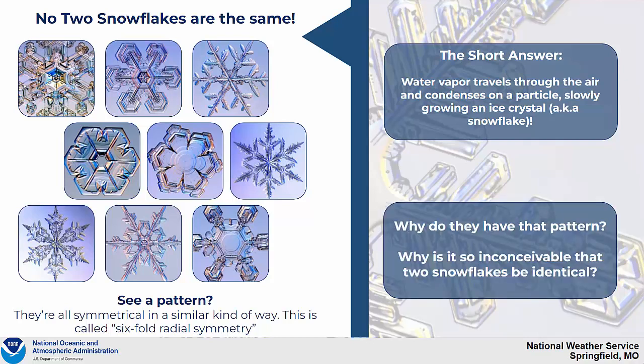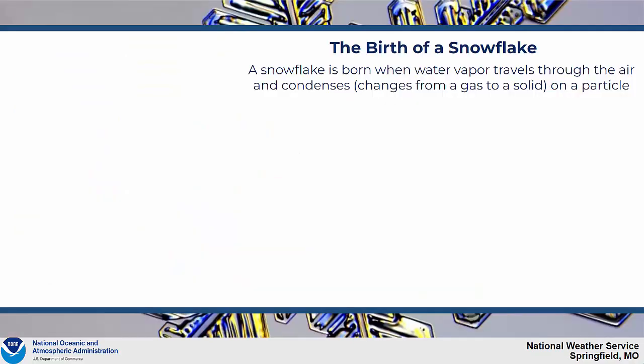So why do they all have that pattern? And if they all have a similar pattern, why is it so inconceivable that two snowflakes are identical? Now, before we answer those questions, we first need to learn how a snowflake forms. Now, some may think that snow is just frozen drops of water falling from a cloud, but it's actually much more complex than that. A snowflake is formed when water vapor travels through the air and changes from a gas to a solid by condensation on a particle. From there, it slowly grows into a crystal.